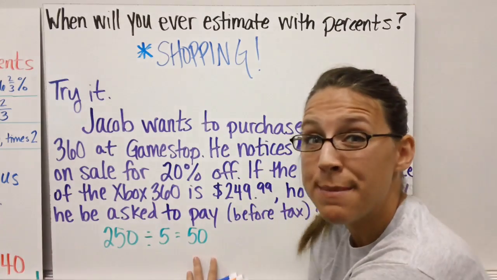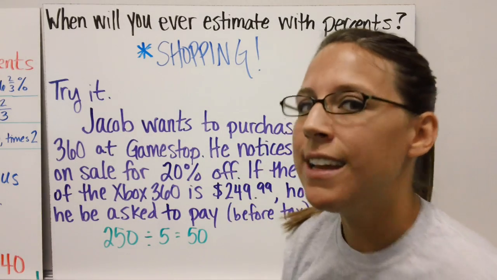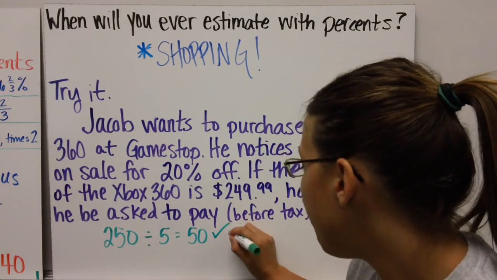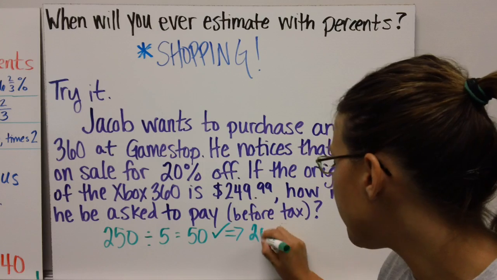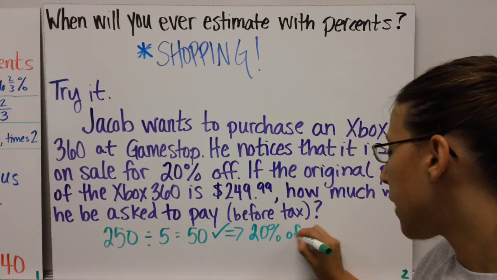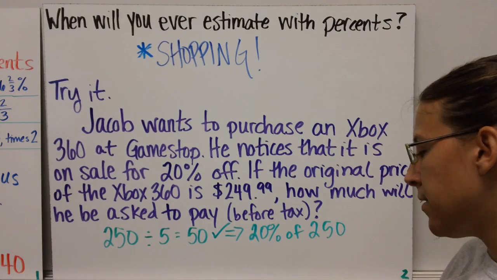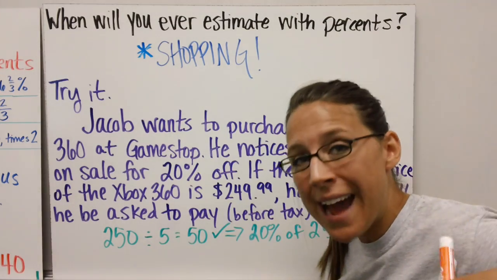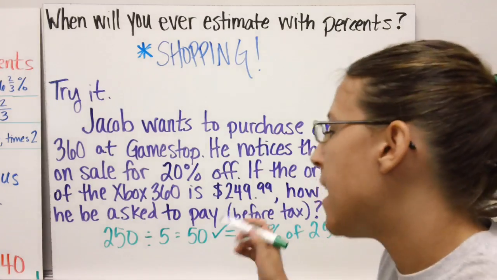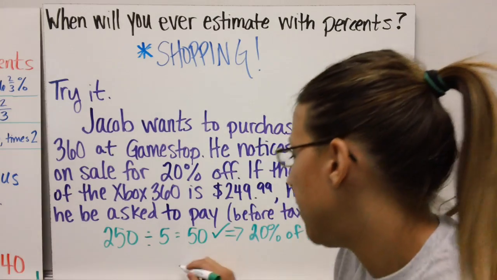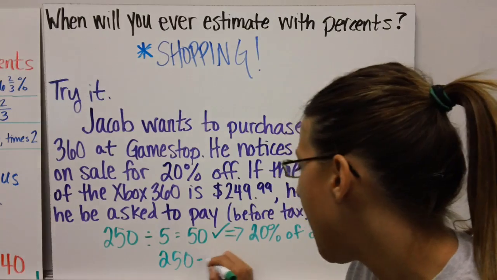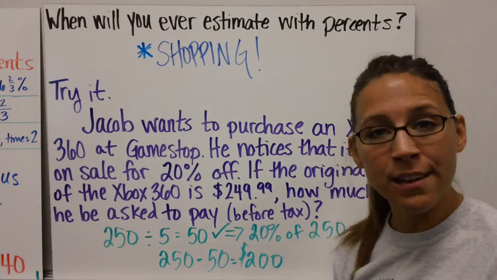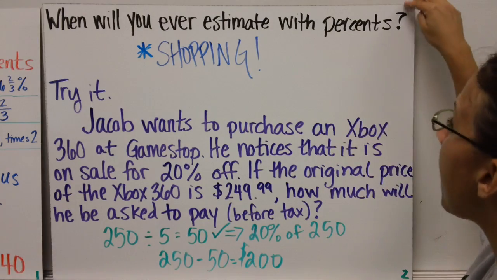$50, now it's 20% off. Is the Xbox going to be $50? If it was 80% off, it would cost $50, but it's 20% off. This 50 is 20% of the $250. So if that's the 20% and it's 20% off, we need to subtract $50 from the original price, which we estimated to be $250. So 250 minus 50, that's $200. Not a bad deal for an Xbox 360, I'd have to say.